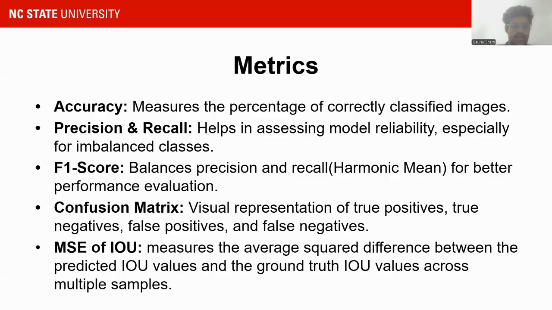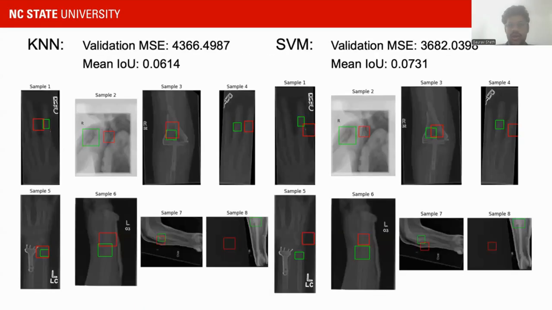One interesting metric is mean squared error of IOU. IOU is basically intersection over union, and the MSE measures the squared difference between the predicted IOU values and actual IOU values in multiple samples, which I will show in the next slides. As you can see in the slides, this red square is the labeled bounding box in the input, and the green is the predicted one. MSE calculates the difference between these two bounding boxes. The lower the MSE the better, and the higher the IOU the better.